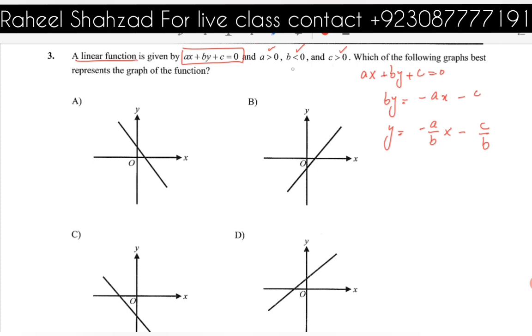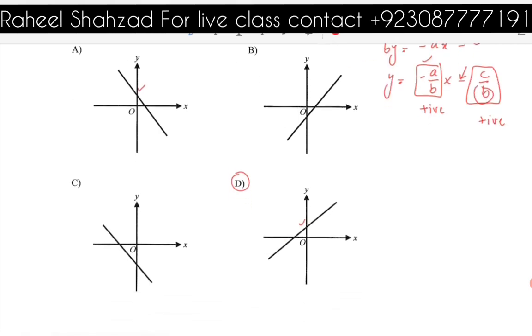Now it's given that b is negative. So if b is negative, this negative cancels with this negative, and that will make the y-intercept positive. Again, the gradient: a is positive and b is negative, that will make the gradient positive. So in this situation, we have the y-intercept positive, and the gradient is also positive. There are 2 options where the y-intercept is positive, A and D, but in A the gradient is negative, whereas in D the gradient is positive, that means D is my final answer. I hope you got it.